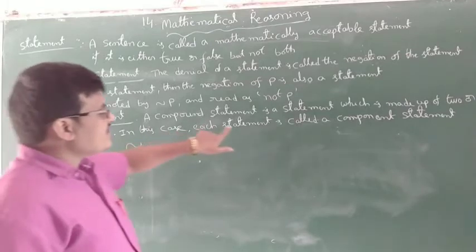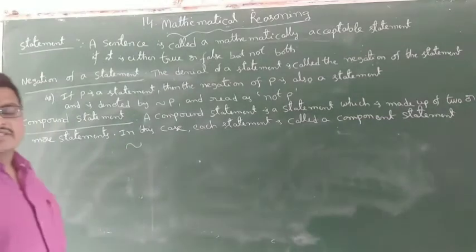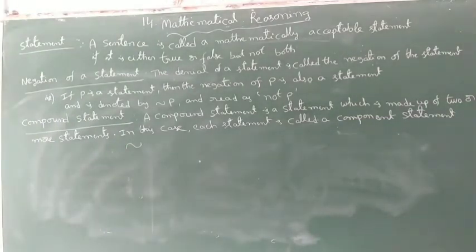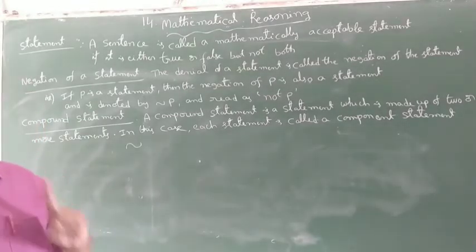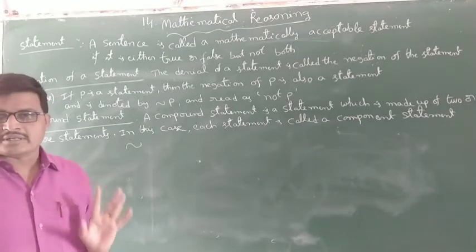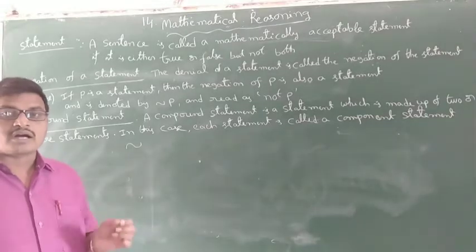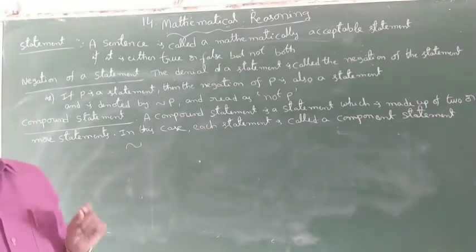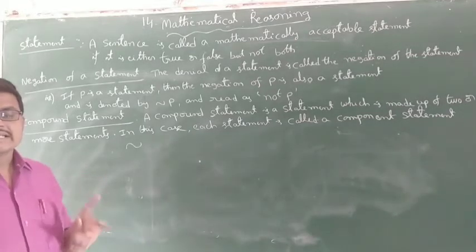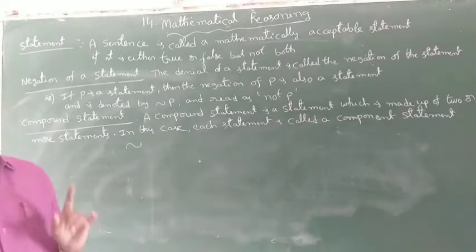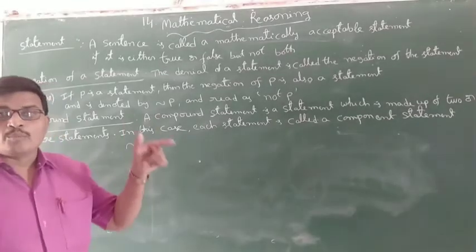In this case, each statement is called a component statement. A component statement is nothing but a single statement. For example, P is a prime number is a component statement. A number of component statements combined is called a compound statement.